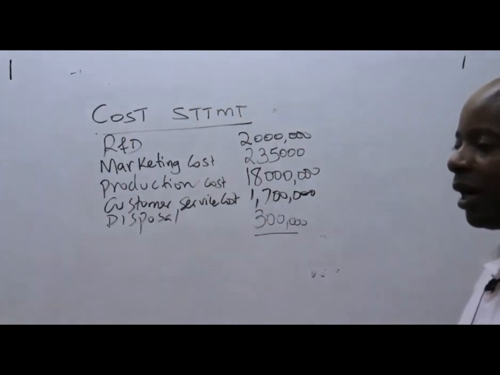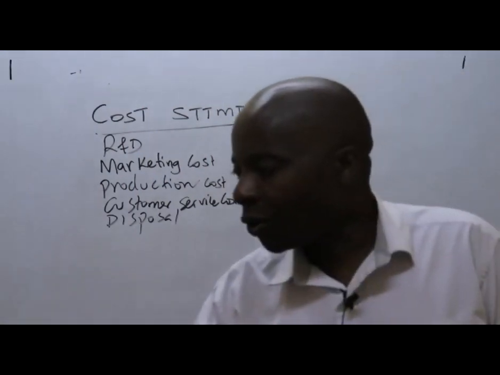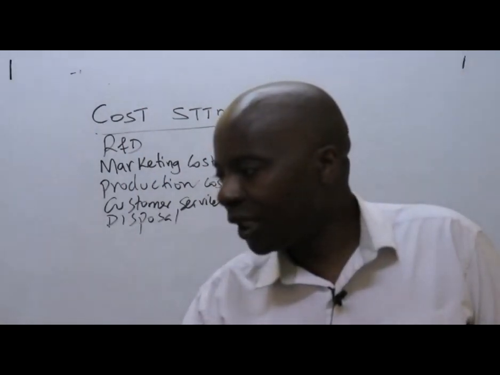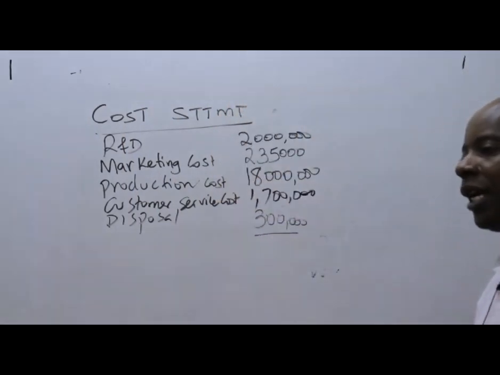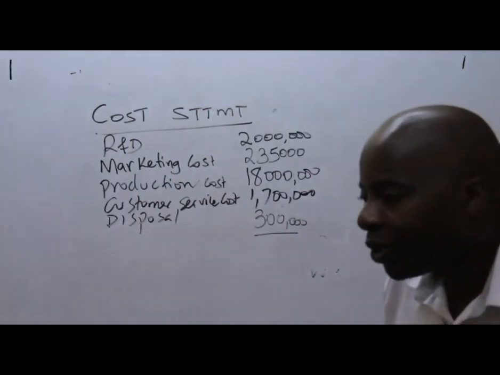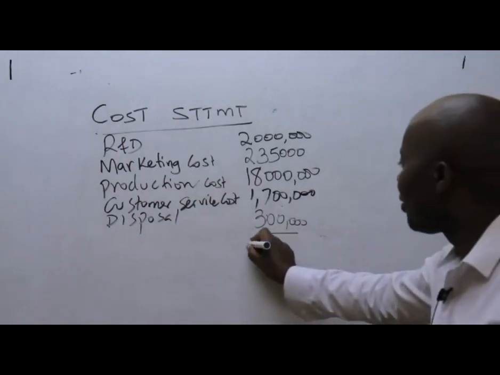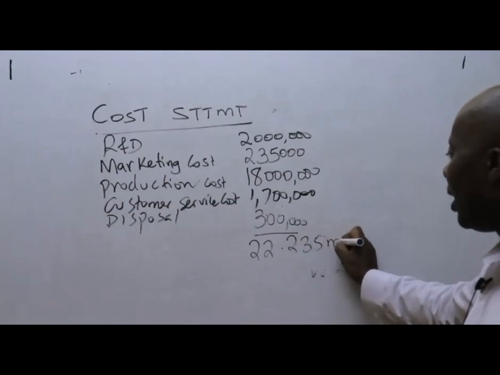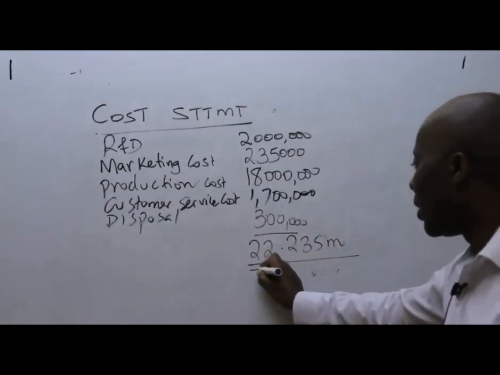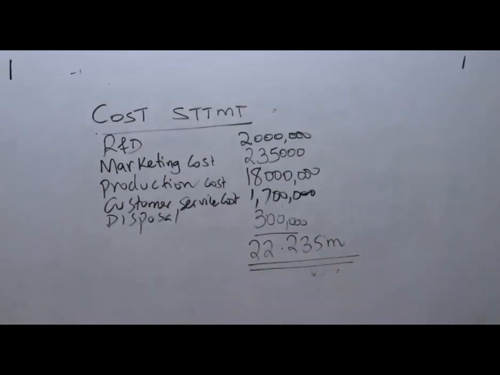Give us our total cost of producing this product over the entire life cycle. 22.235 million. Please double underline. Thank you very much, Daniel. 22.235. Thank you very much.